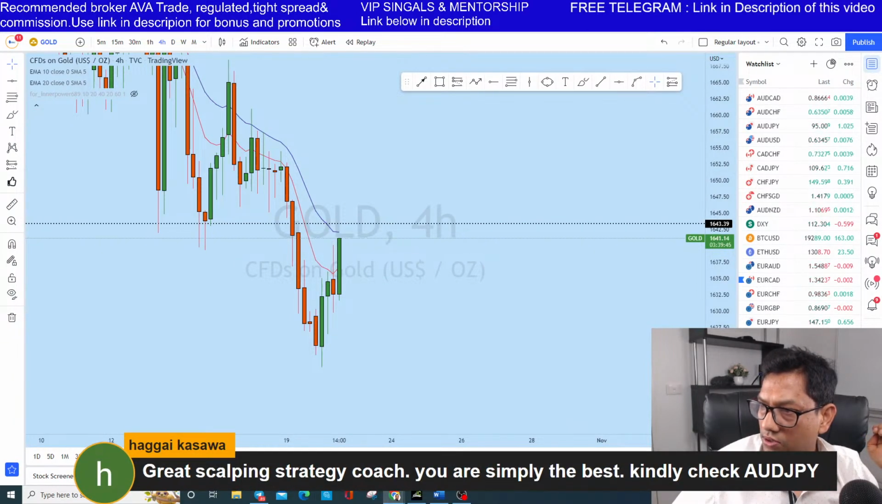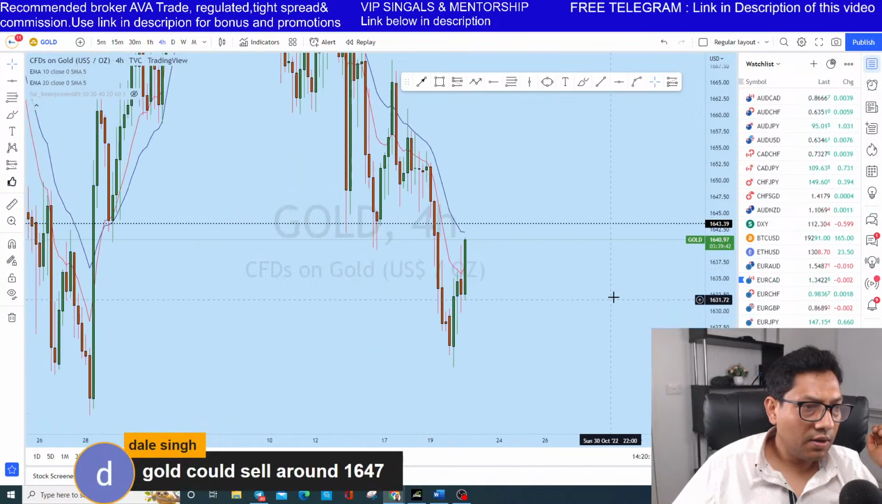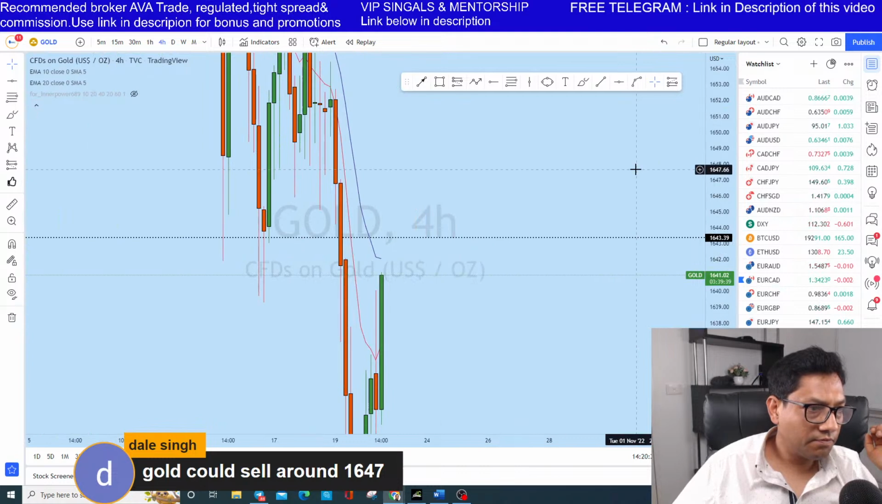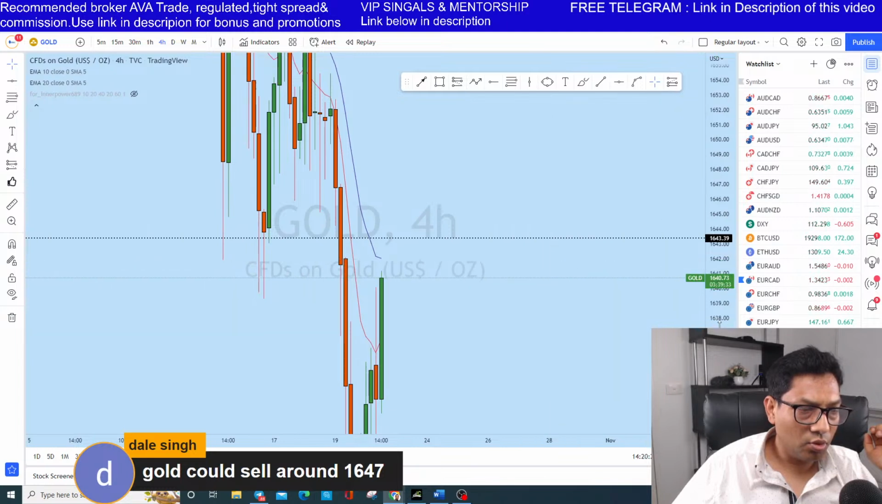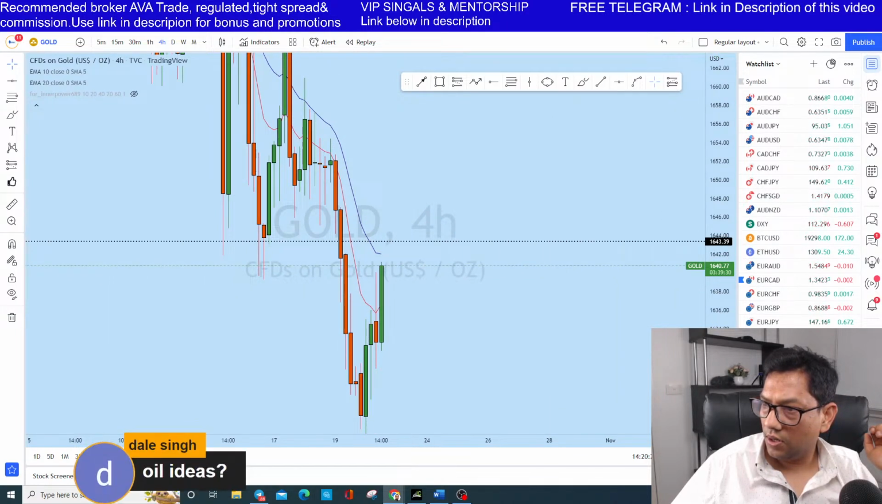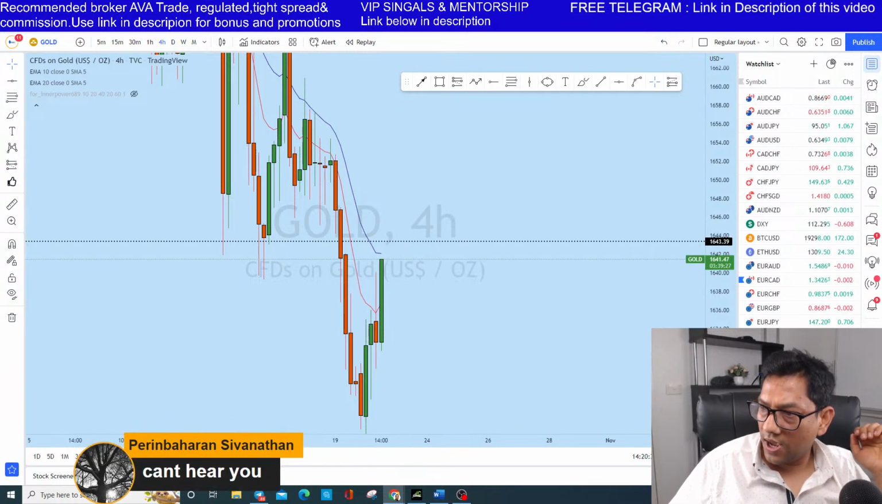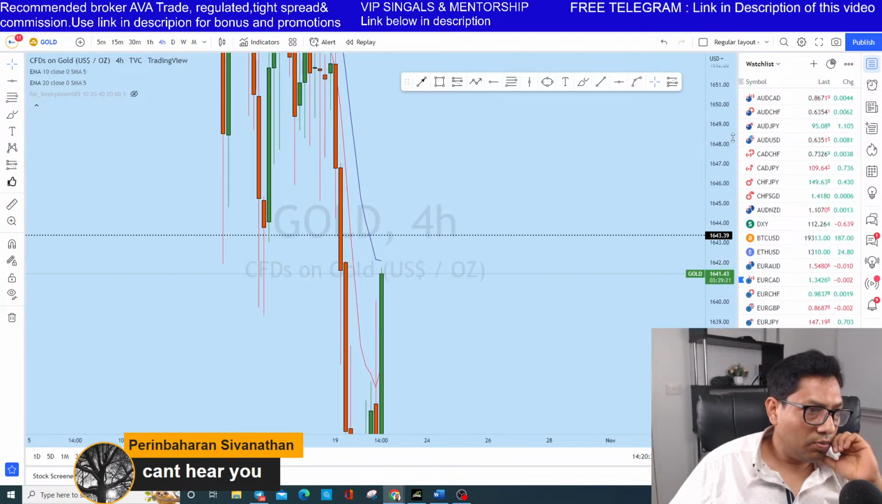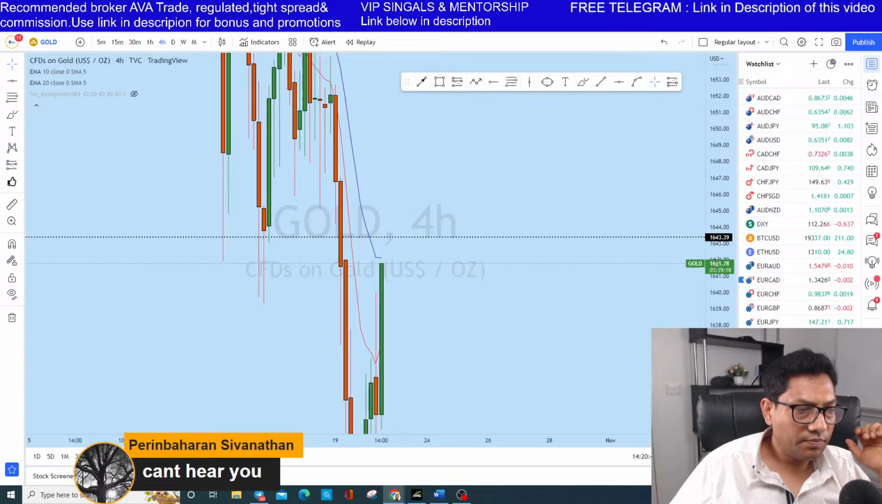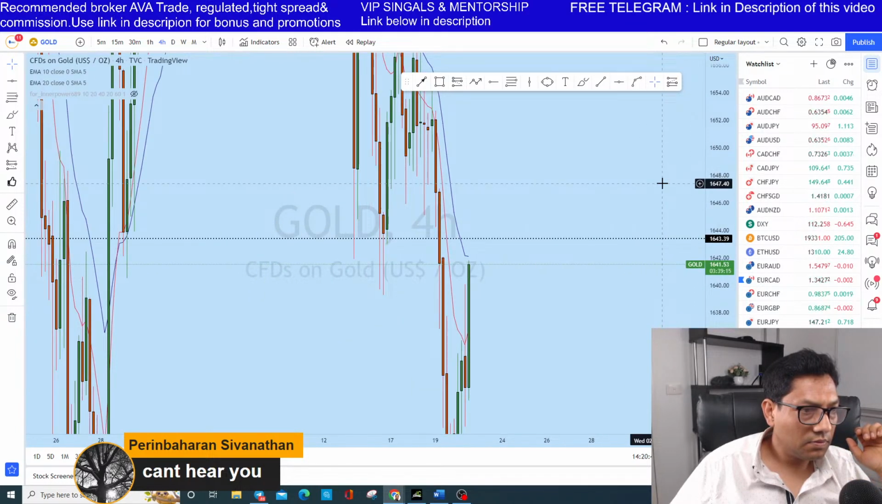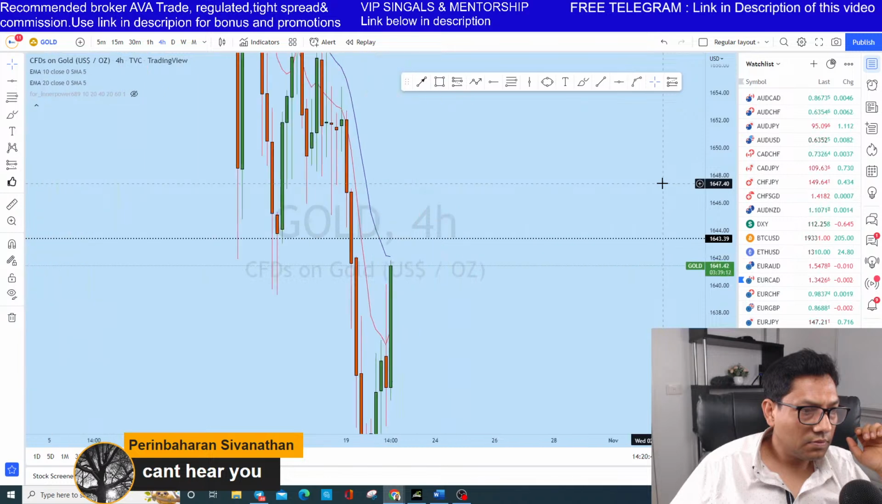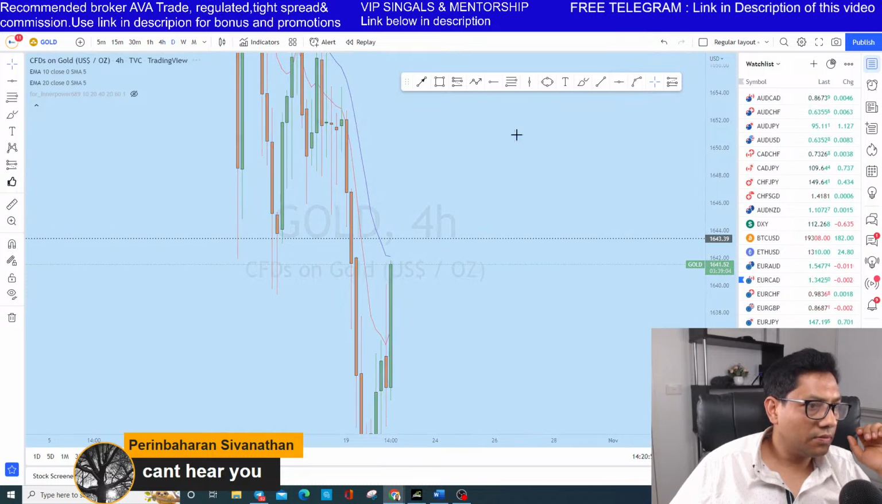Okay, gold could sell around 1647. I think that gold has done something. I think it might test this 20 EMA, and then could continue to drop. Okay, what happened to gold? Yeah, I see some unusual movement in the gold. I think it's going to test this daily support.